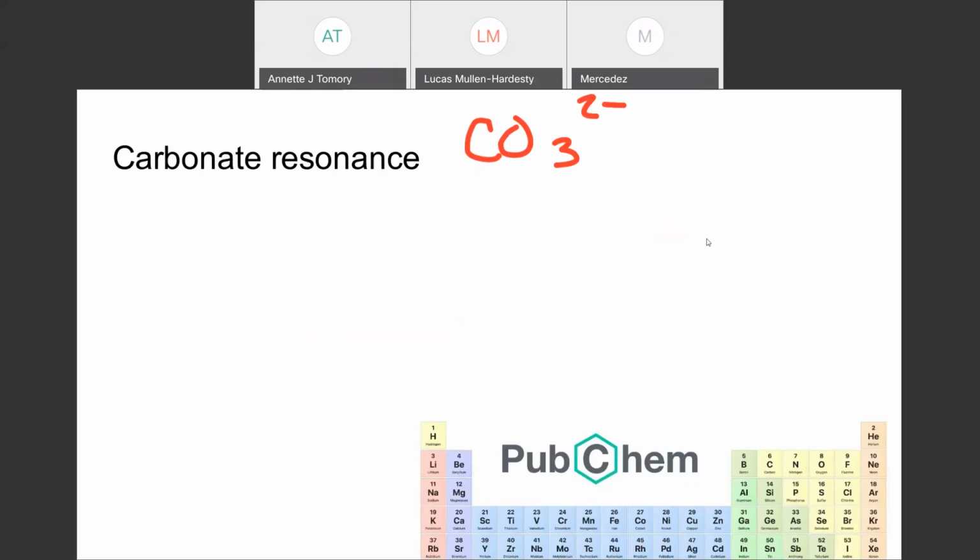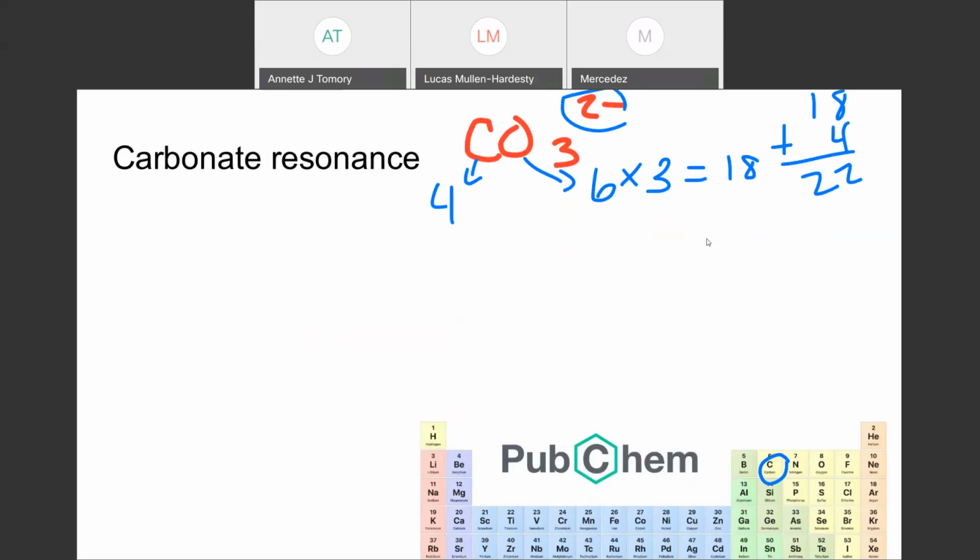All right. So how many electrons does carbon bring? Carbon has 4. How about oxygen? 6, but we have 3 of them, so times 3 is 18. What's 18 plus 4? 22. But then we have this -2 charge up here. So what does that do? Add 2 to make 24.